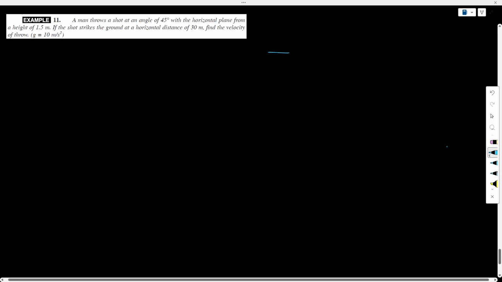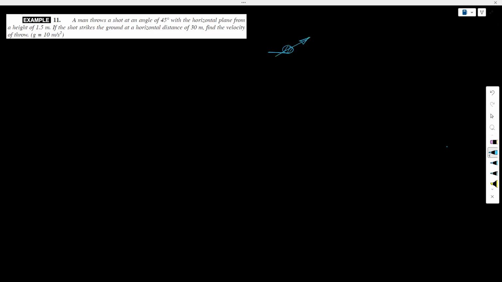So a person is throwing something with a particular velocity which is unknown, but it is making an angle of 45 degrees to the horizontal. It is going to hit the ground 1.5 meters below, because the object was projected from a height of 1.5 meters. And it hits the ground at a distance of 30 meters from where it was thrown.